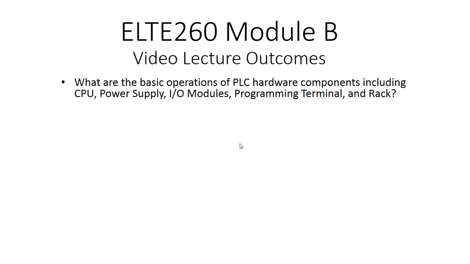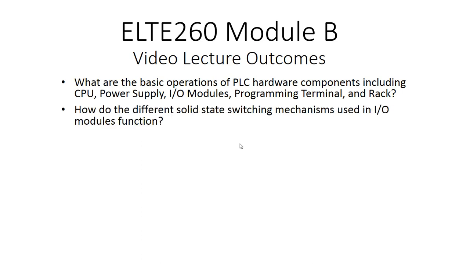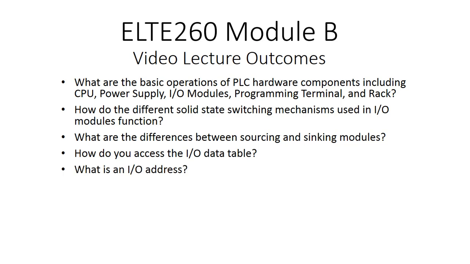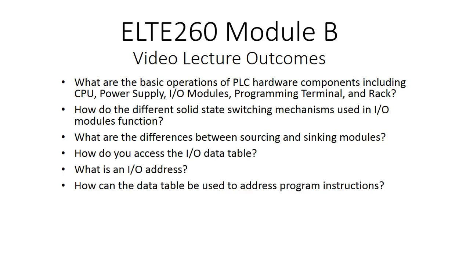So here are our outcomes. We're going to learn about the basics of a PLC: CPU, power supply, I/O, programming terminal, and rack. We're going to talk about how different solid-state switching mechanisms used in the I/O modules work, such as transistors or thyristors. What are the differences between sourcing and sinking input modules? How do you access the I/O data table? What is an I/O address? How can the data table be used to address program instructions? And what does mapping the I/O consist of?